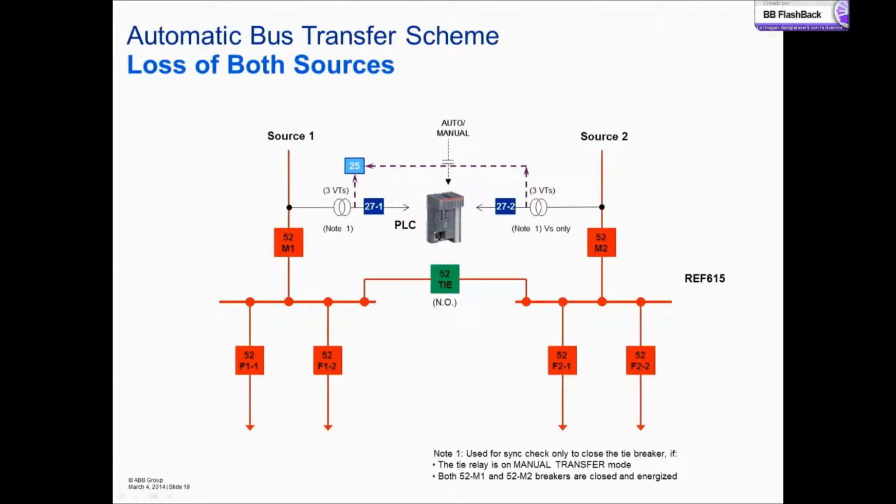Loss of both sources. During this case, we're going to lose the voltage in the 2 main breakers. This will create that everything will open, including the tie, leaving the loads without energy.